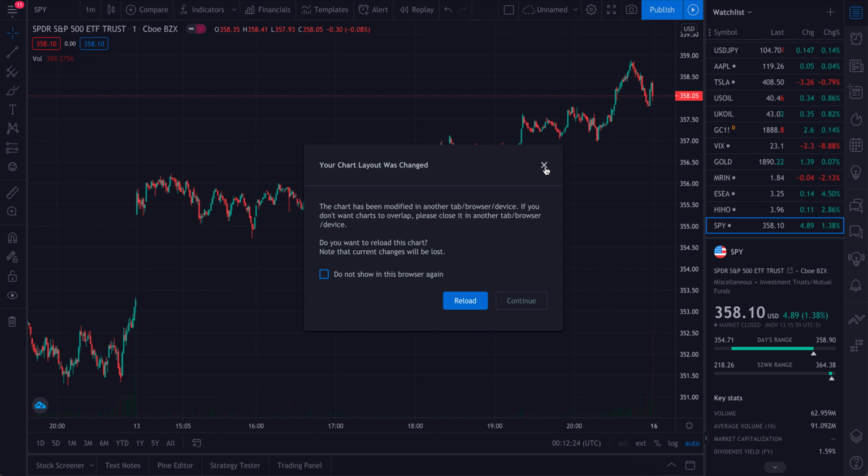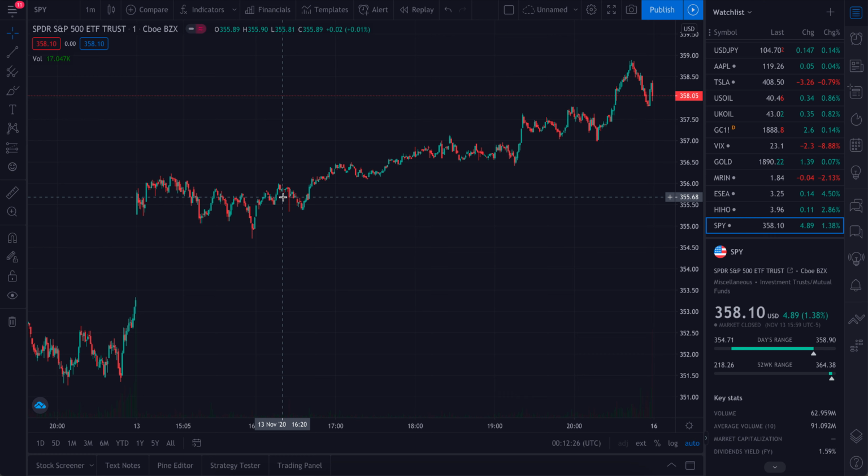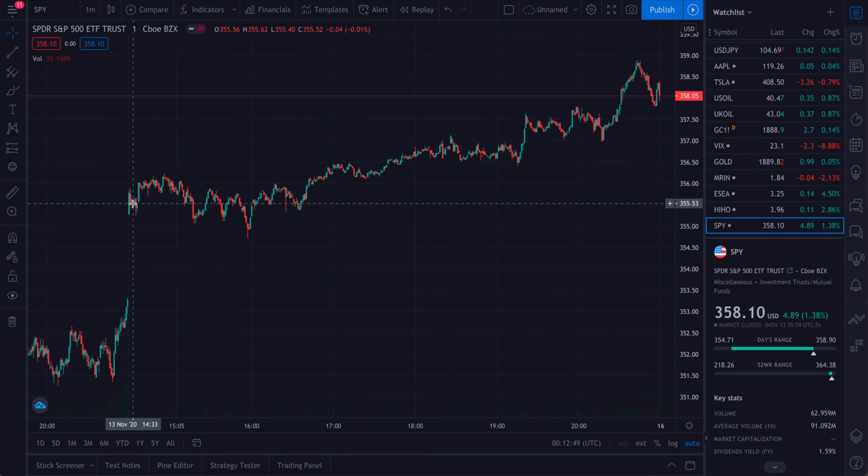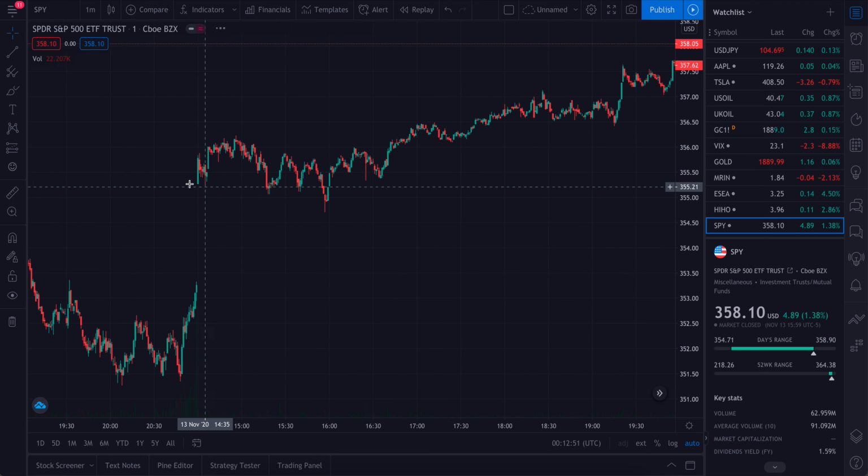So let's start off with SPY, which is the S&P 500 trust that many traders trade options on. And this is the trading day on Friday the 13th of 2020. I'm just going to go through with you guys a few of these levels of support and resistance, starting from the beginning of the day. So let's get started right here.